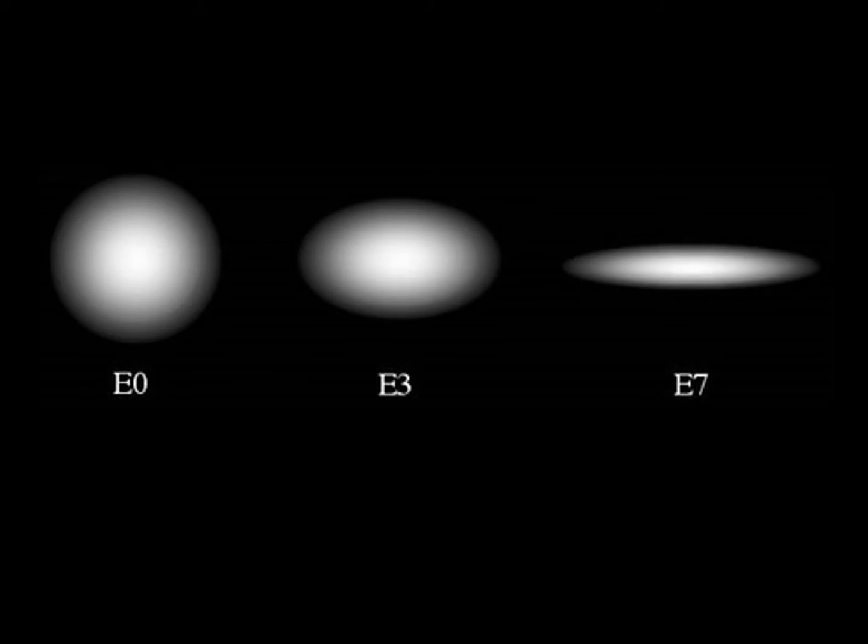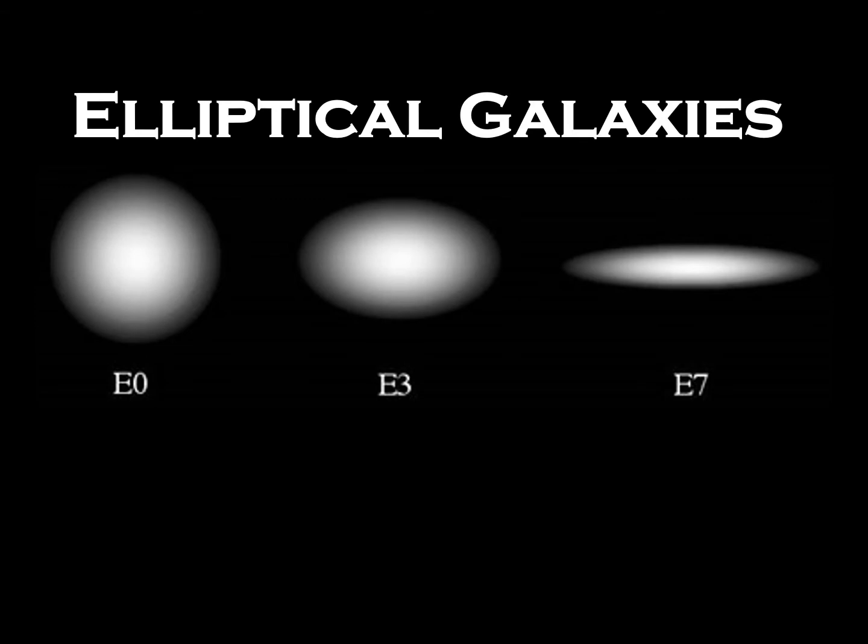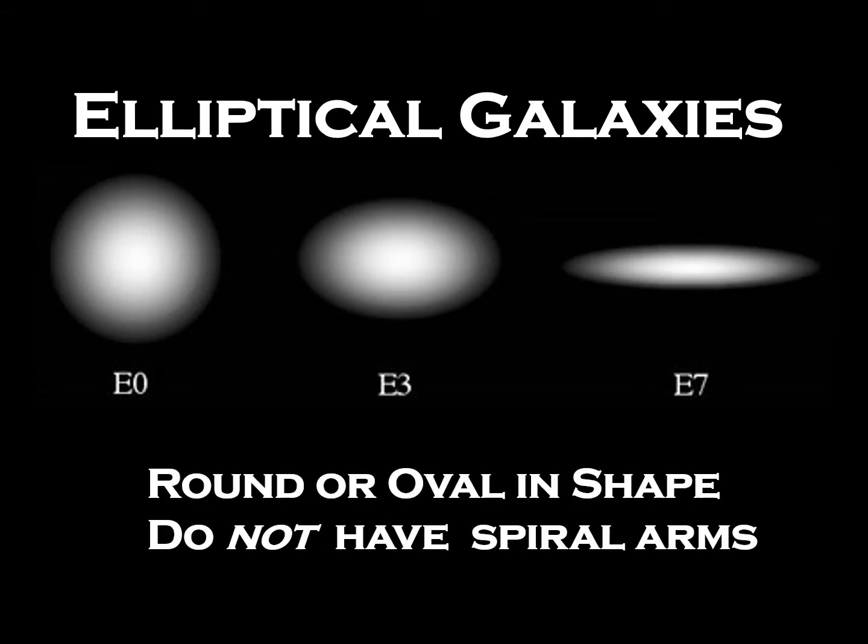There are some galaxies that don't have spiral arms at all. These are called elliptical galaxies. Elliptical galaxies range from round to oval in shape, and eventually they get very, very flattened as you go from 0 to 7. They're E0, E1, E2, E3, E4, E5, E6, E7. By the time you get to E7, the ellipse is so flattened that it almost looks like a little line. Some people describe that as a lens, like a contact lens. Very flattened. So these do not have spiral arms.